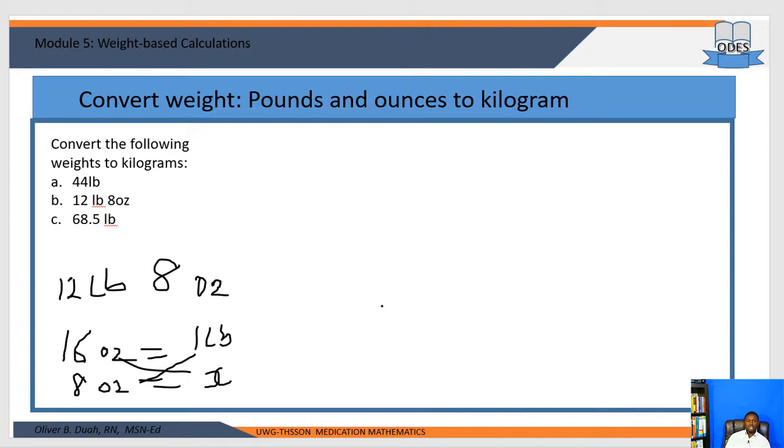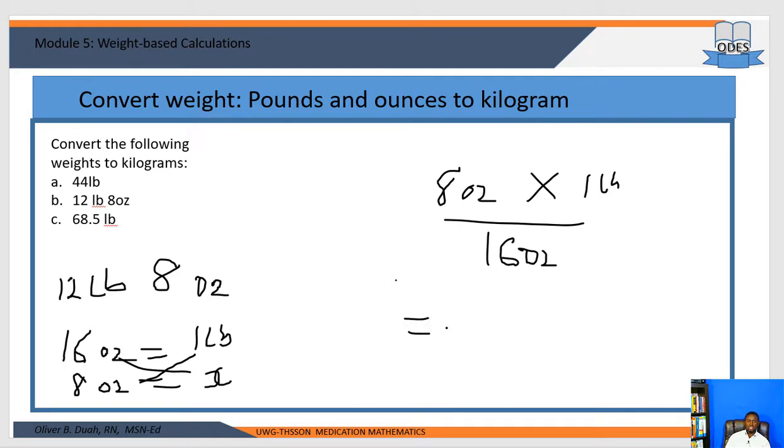This means that we are going to have 8 ounces times 1 pound divided by 16 ounces, and this is going to give us 0.5, because 8 will go here, 1 will go into itself, 2. 1 divided by 2 is half, and that is 0.5.